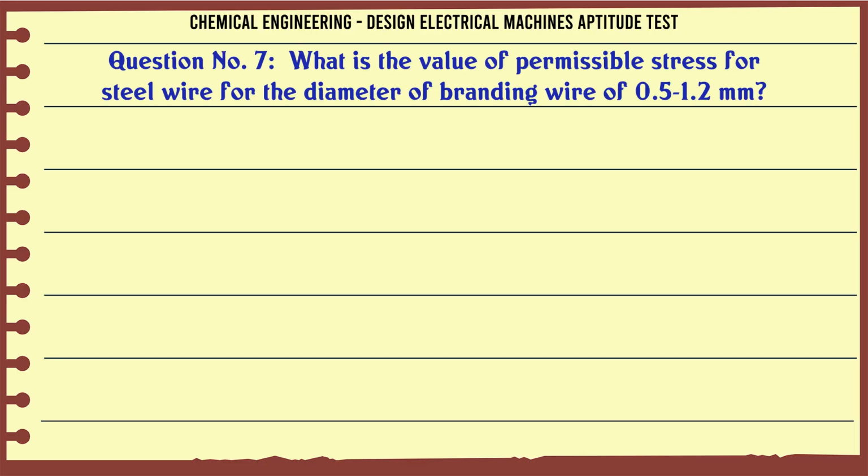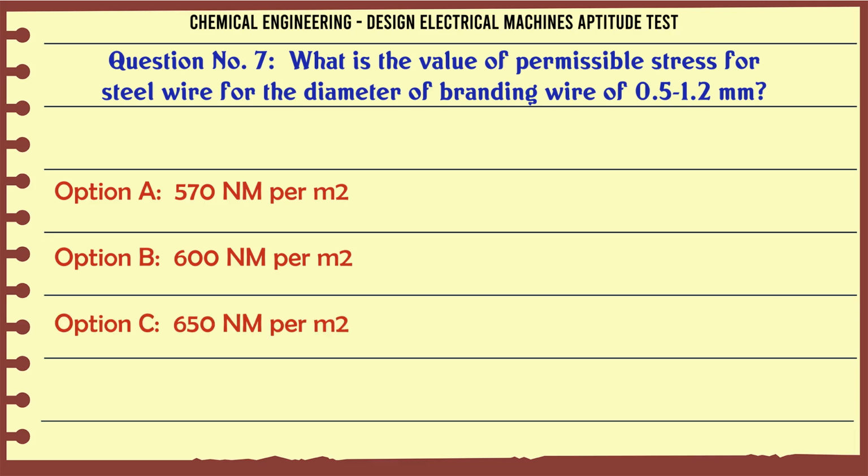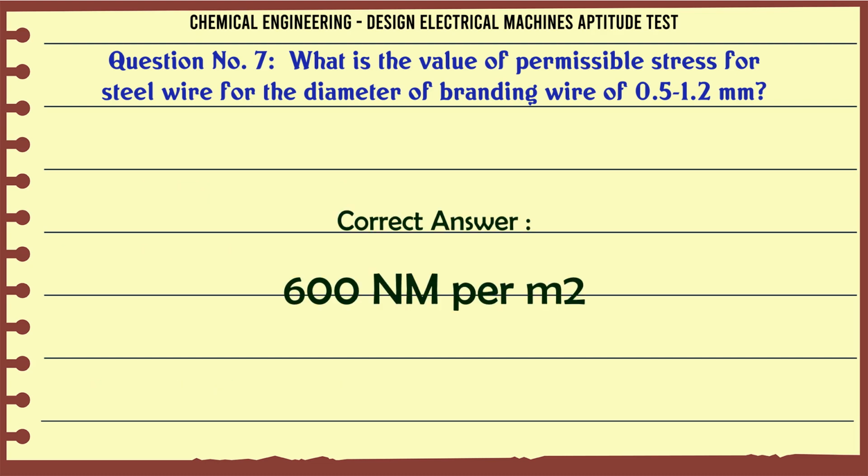What is the value of permissible stress for steel wire for the diameter of banding wire of 0.5-1.2 mm? A. 570 N/mm². B. 600 N/mm². C. 650 N/mm². D. 700 N/mm². The correct answer is 600 N/mm².